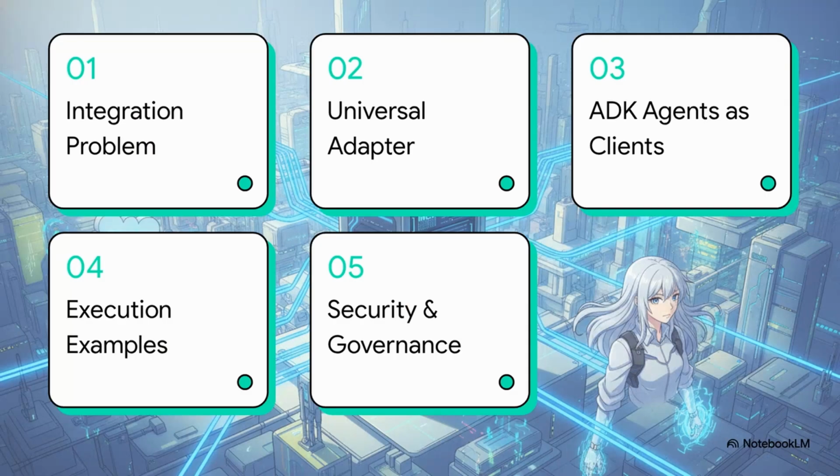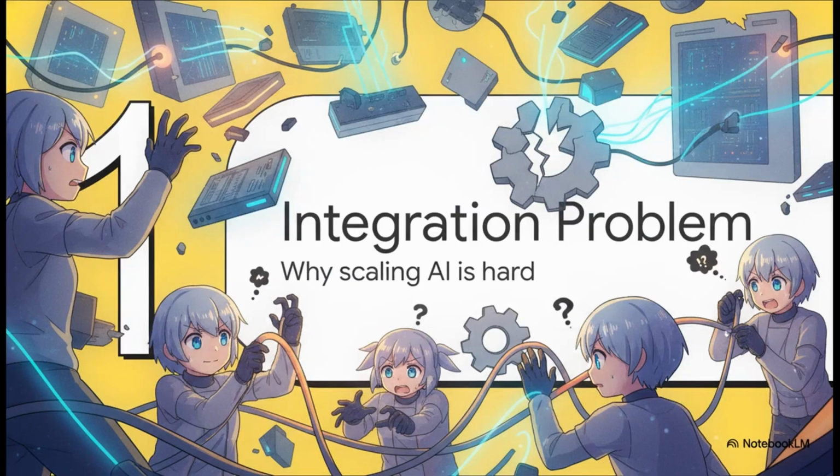So here's our agenda for the explainer today. 1. The AI integration problem. 2. MCP, the universal adapter. 3. ADK agents as MCP clients. 4. Real-world execution examples. And finally, 5. Security and enterprise governance. Starting off with Section 1, the AI integration problem.